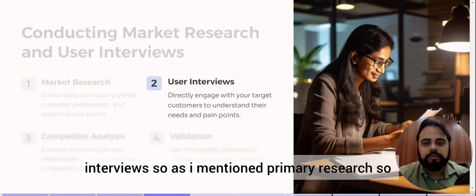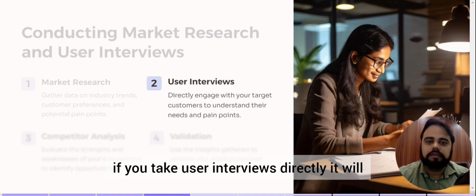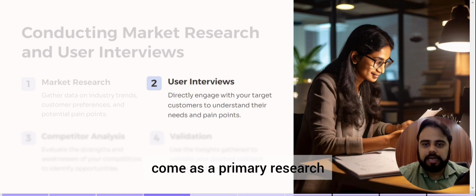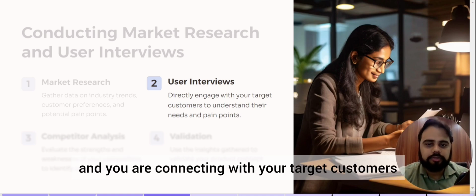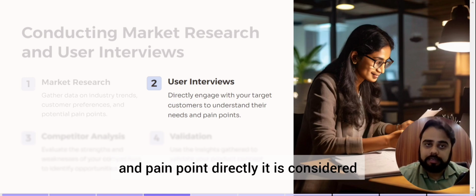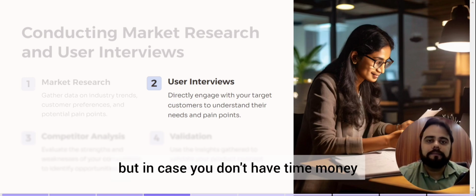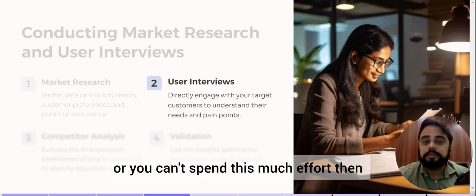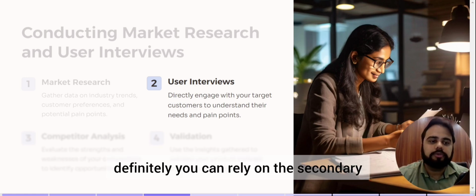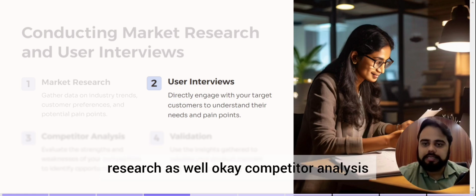Then comes user interviews. As I mentioned, primary research. If you take user interviews directly, it comes under primary research, and you are connecting with your target customers to understand their needs and pain points directly. It is considered the best way to do it. But in case you don't have the time, money, or can't spend this much effort, then definitely you can rely on secondary research as well.